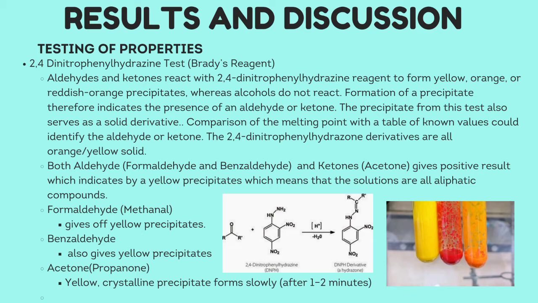Next is the testing of properties, the 2,4-dinitrophenylhydrazine test, which is also known as Brady's reagent. Aldehydes and ketones react with 2,4-dinitrophenylhydrazine reagent to form yellow, orange, or reddish-orange precipitates, whereas alcohols do not react. Formation of a precipitate therefore indicates the presence of an aldehyde or ketone. The precipitate from this test also serves as a solid derivative. A successful test is indicated by the formation of a yellow, orange, or red precipitate known as the nitrophenylhydrazone.